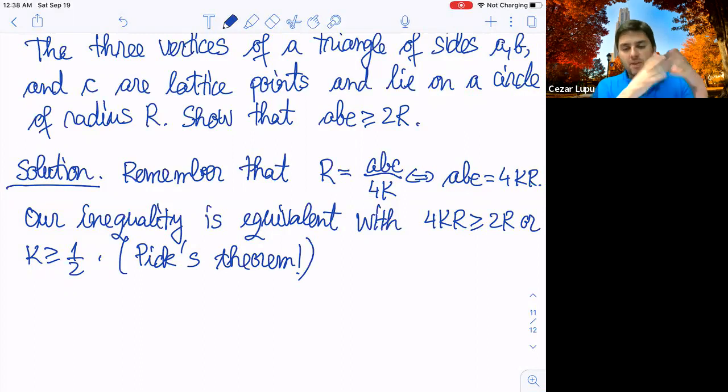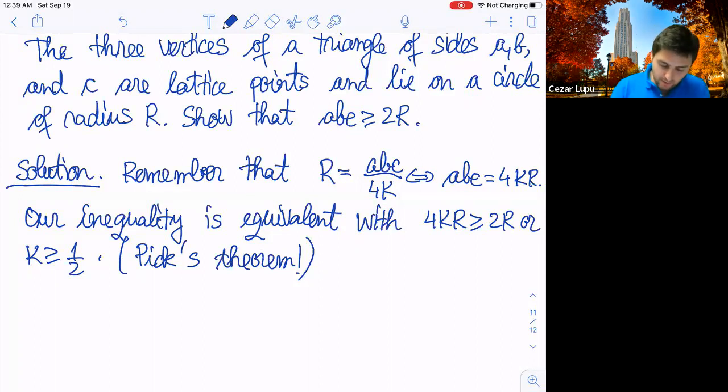Well, in fact, Pick's theorem says even more general. If you have a polygon and its vertices are lattice points, then you can compute the area of the polygon. And it has this formula. So basically, this formula can be determined just by counting the lattice points on the interior and the boundary of that polygon. And that's it. And with that, probably I'll end up here.